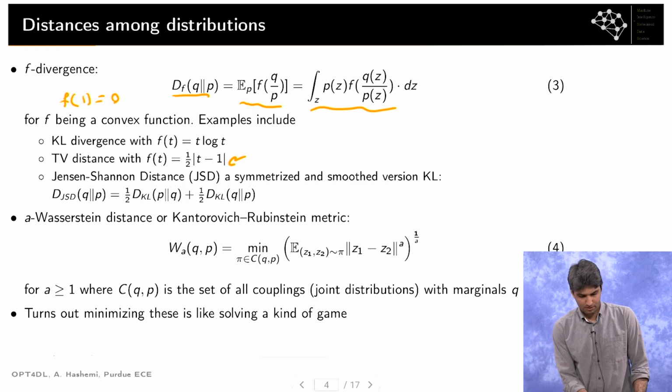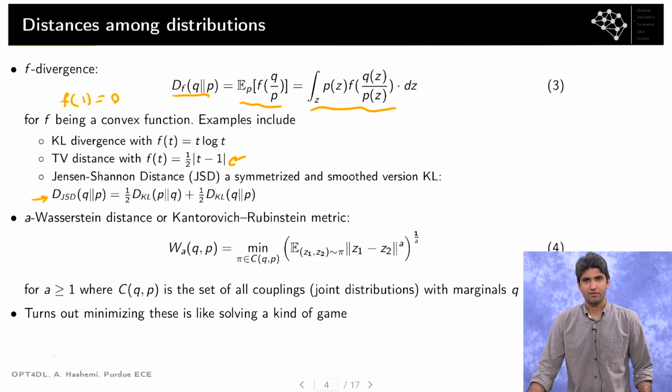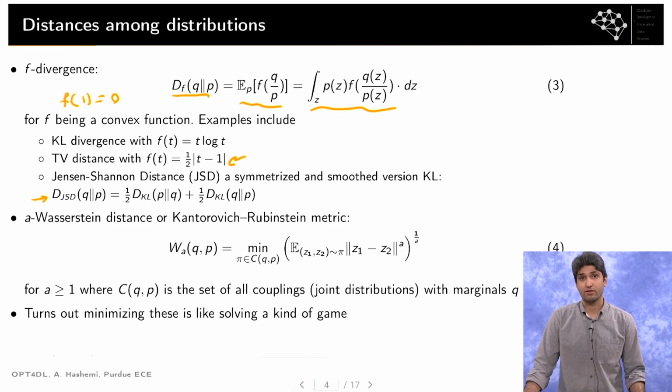It can be written in this form, and KL in particular is not necessarily symmetric, meaning that the KL divergence between P and Q is not necessarily the same as the KL divergence between Q and P. It also has some other shortcomings, but Jensen-Shannon divergence is indeed a distance, and it is symmetric. So this is the first class of distances between distributions, f-divergences, for some convex function f.